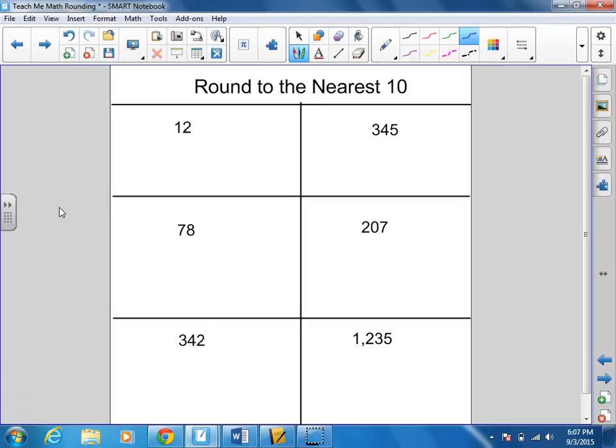Here are the correct answers. 12 would round to 10. 78 would round to 80. 342 would round to 340. 345 would round to 350. 207 would round to 210. And 1,235 would round to 1,240.